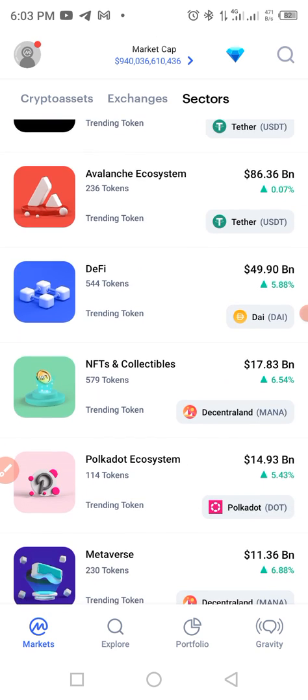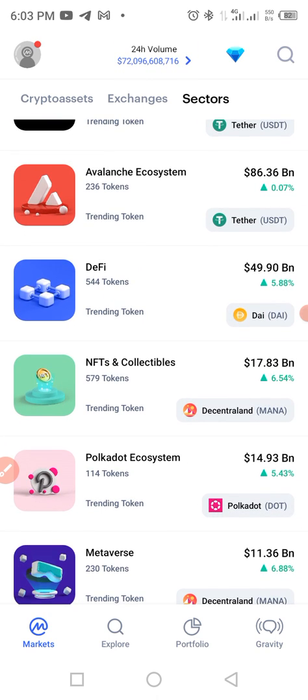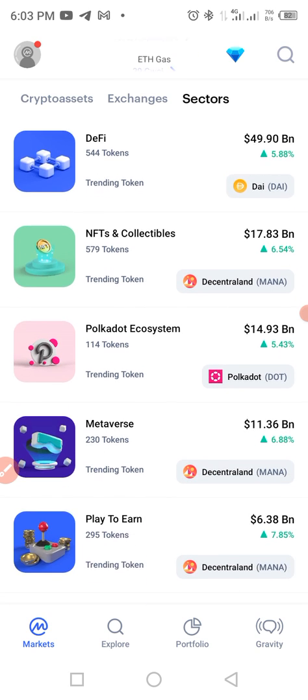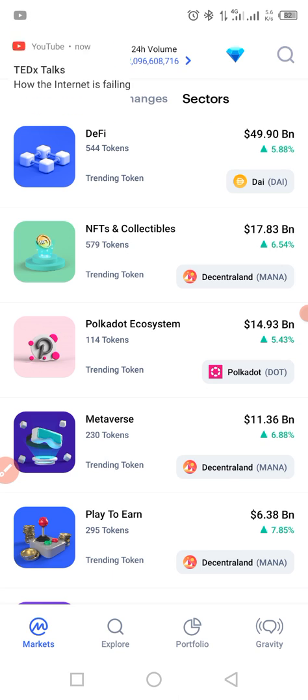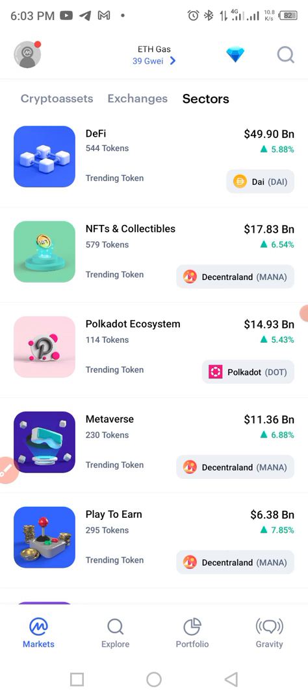Some are under DeFi. If you're conversant with the crypto market, you must have been hearing about DeFi. Under DeFi we have the NFT collectibles. Of course, most NFT tokens will have their coins. So if you want to see any coin that is NFT related, you just come here and you're going to see it already. They've already classified them.